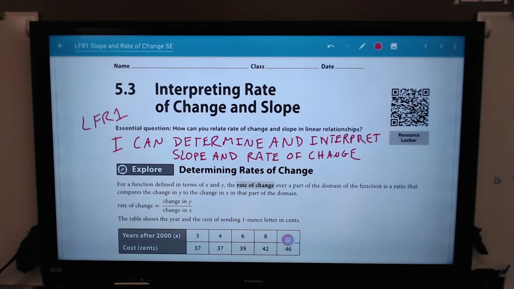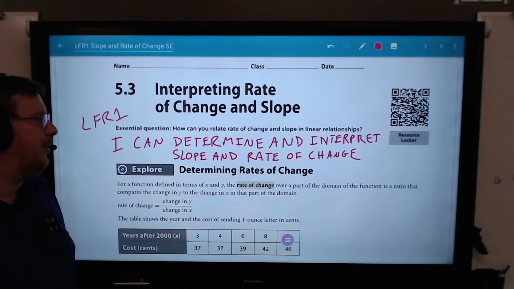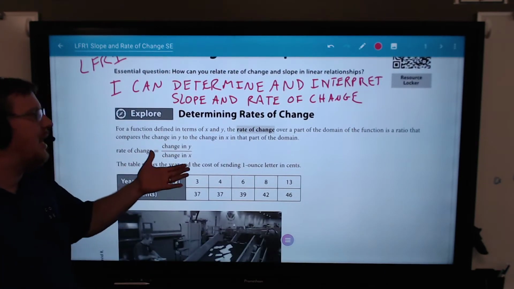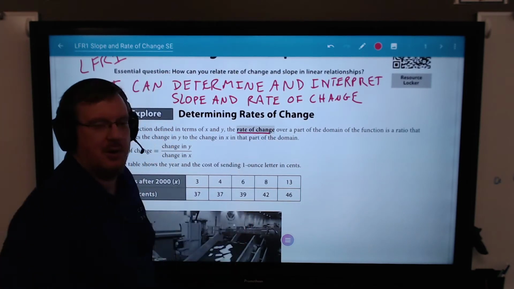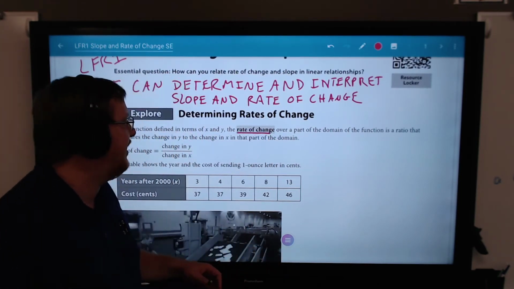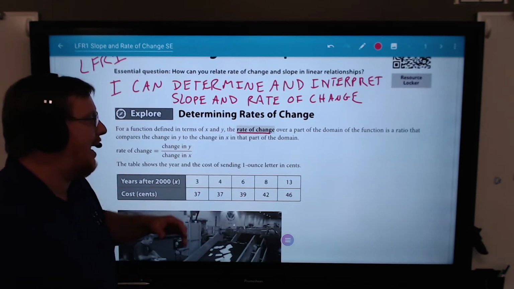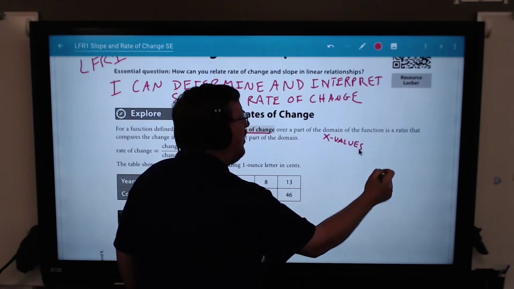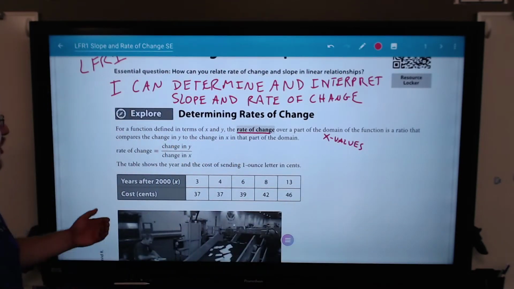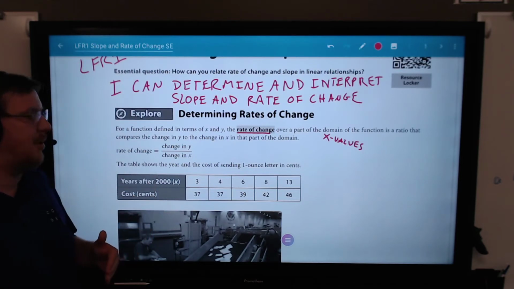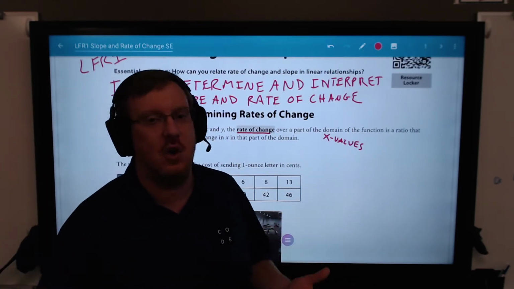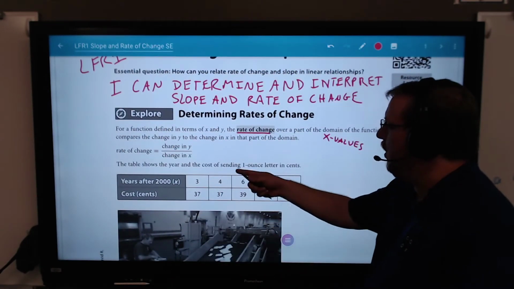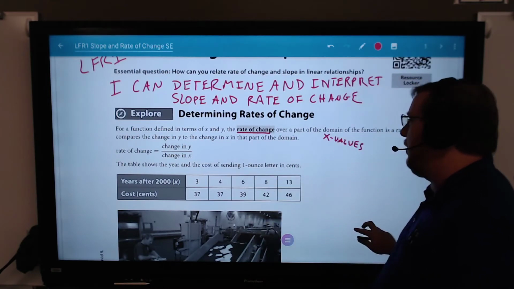So let's go ahead and take a look at what all this is meaning. So determining rates of change. For a function defined in terms of x and y, the rate of change, if you see highlighted words or bold words, probably some emphasis in here, the rate of change over a part of the domain, x values, I'll give you that one, it's early in the year, x values of the function is a ratio that compares the change in y to the change in x in part of the domain. Now, you've seen this before. You've seen slope, you've seen rate of change stuff. I want to make sure we understand it and we can apply it. All right? Rate of change is the change in y compared to the change in x.